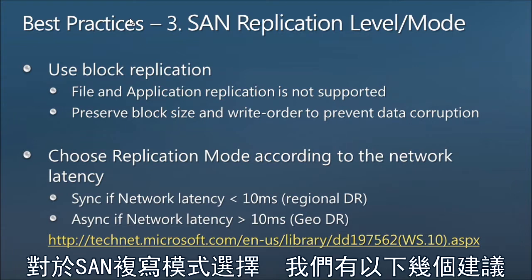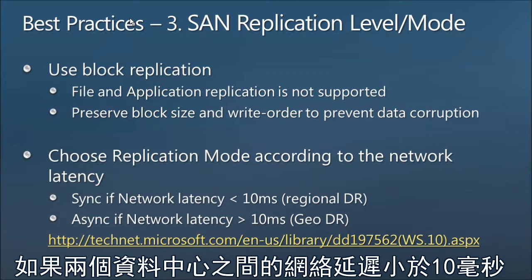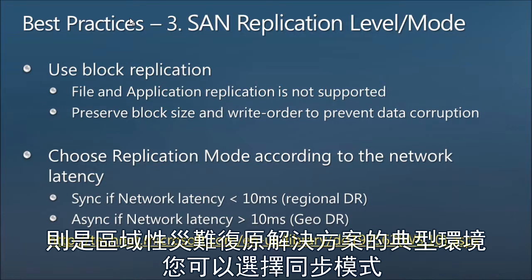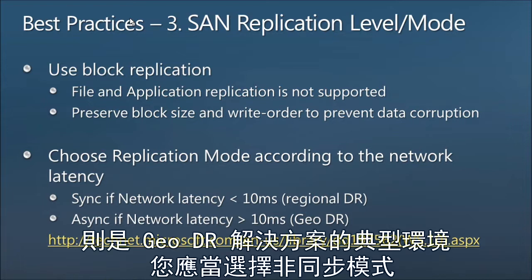For choosing the SAN replication mode, we have the following suggestion. If the network latency between your 2 data centers is less than 10 milliseconds, which is typical for a regional disaster recovery solution, you can choose sync mode. Otherwise, if the network latency is bigger than 10 milliseconds, which is typical for a geo DR solution, you should choose async mode.